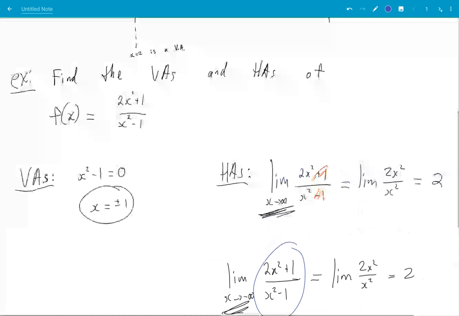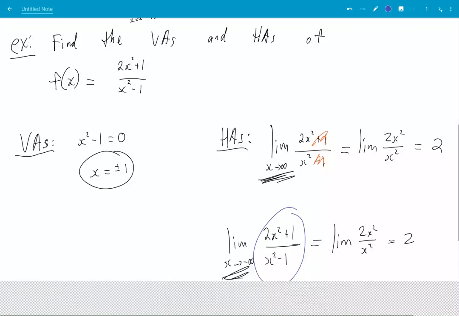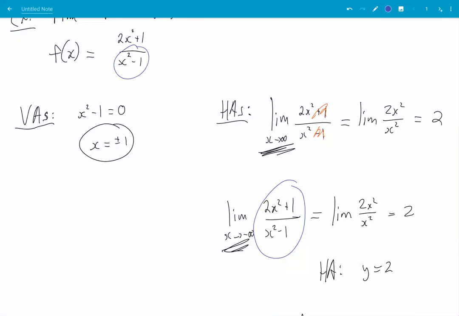Okay, so to recap, typically for vertical asymptotes, you take your denominator and set it equal to 0. And then for horizontal asymptotes, you calculate these two limits. In this case, I got 2. I got the same thing for both of them, but that need not be the case.